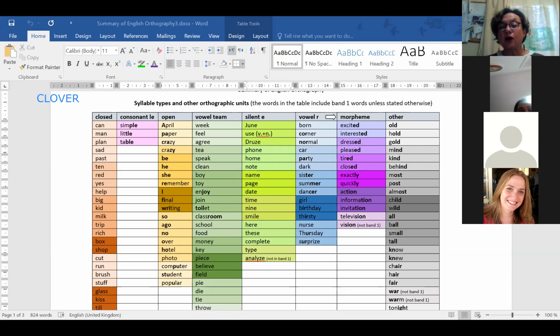In addition to that, I also mentioned to you morphemes, okay, when we were going through it. So morphemes, again, to refresh your memory, are units that have some kind of meaning. So it could be the ed, like in excited or interested, or the ly, like in exactly or quickly, and the shin, like in action or information, and zhn, like in television.